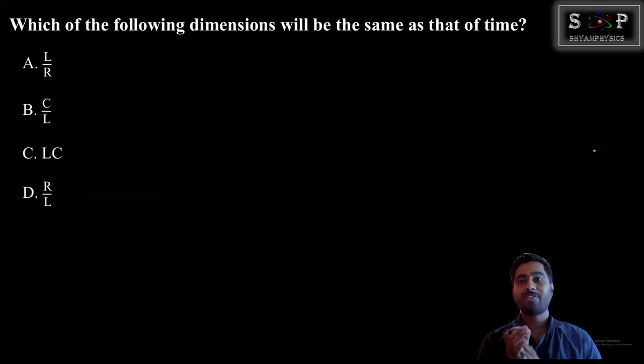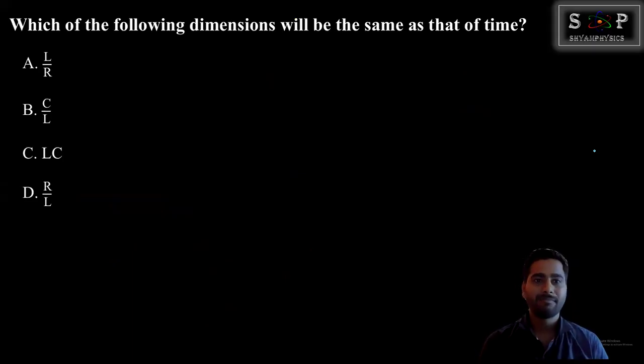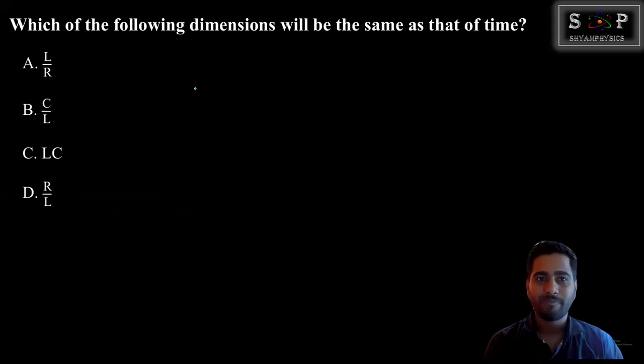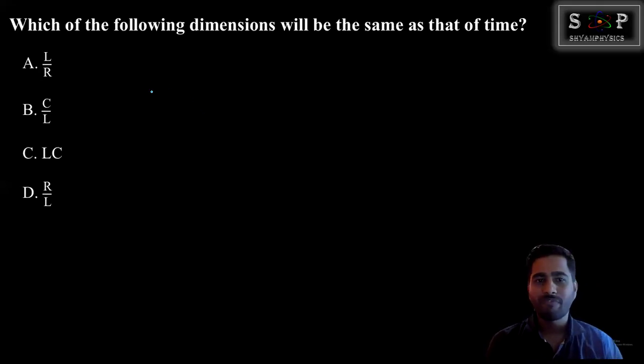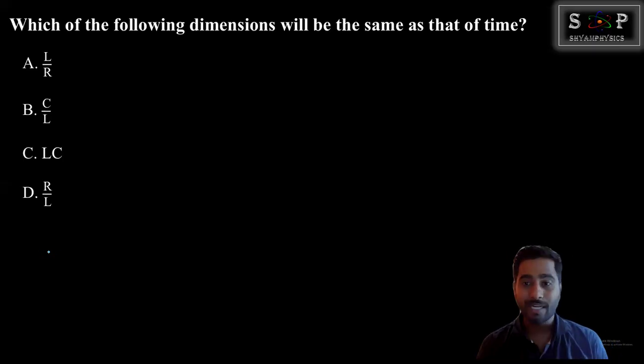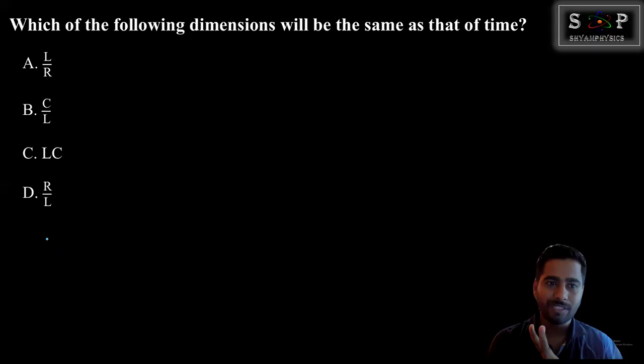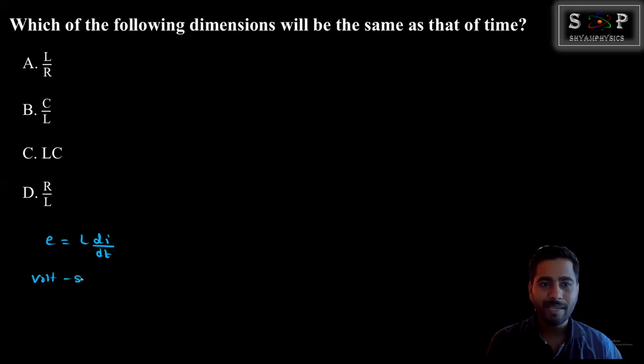Next, which of the following dimensions will be the same as that of time? Here we need to solve. Time we need to calculate, where L stands for inductance and R stands for resistance. We'll solve first one by one, then we'll match. Okay, L, inductance. For inductance we need to solve the dimension. We have a simple equation, that is EMF equals L di by dt. From this I can define the inductance value. EMF means volt, time will be second, divided by current, is equal to inductance.